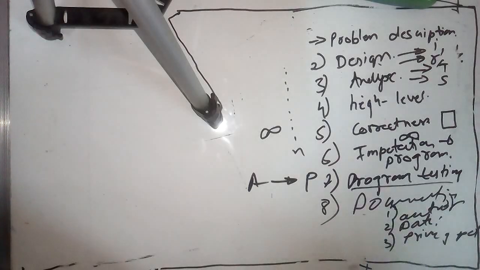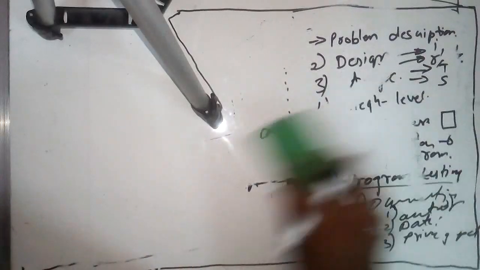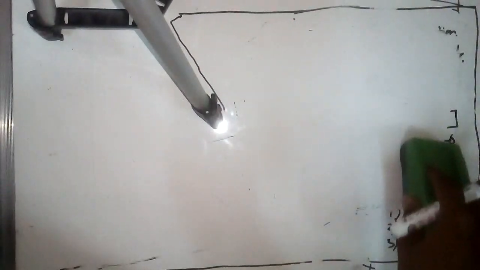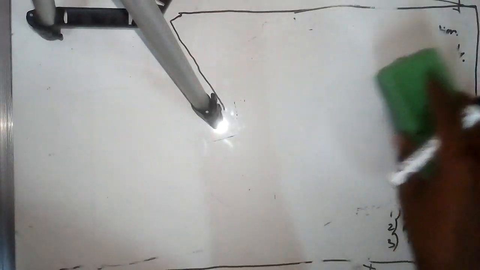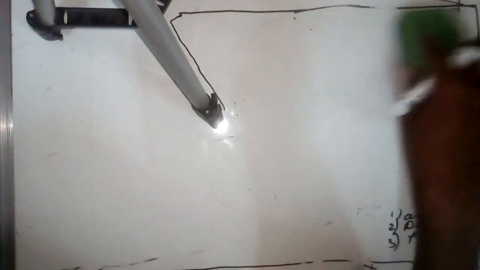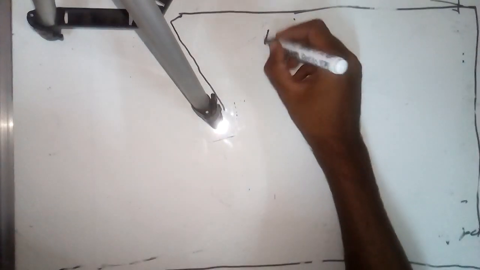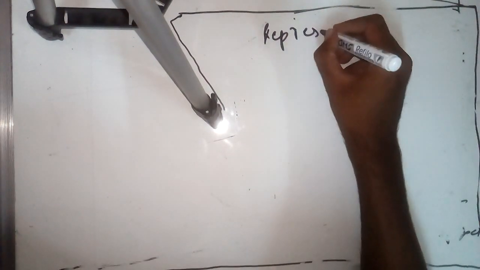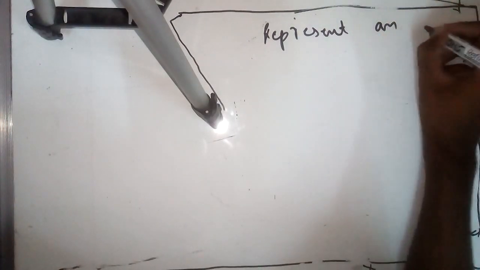So in the last phase, when everything is complete and your algorithm is done completely, you come to this phase, which is known as the documentation phase. Now we're going to discuss another aspect of any algorithm, that is the representation of an algorithm. So how can you represent an algorithm?